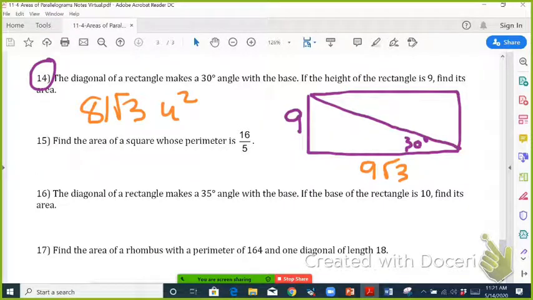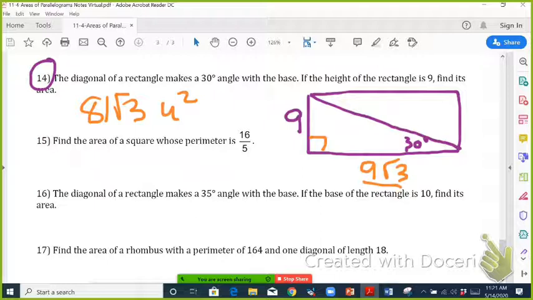Okay, in this one we got a rectangle where the diagonal makes a 30-degree angle with the base. So I drew that in there in purple. Sorry, if the height of the rectangle is 9, then find its area. So we have to find the base, which I did in orange.